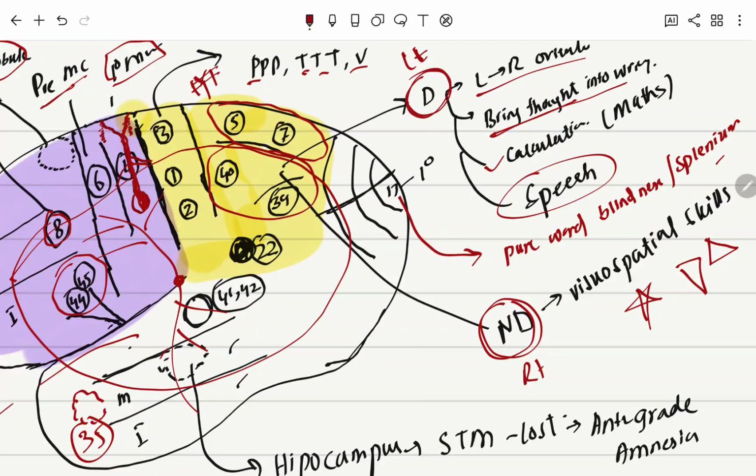In these patients, when there's damage to the non-dominant parietal lobe, they will have loss of visuospatial skills. If we ask the patient to draw a clock, like this is 12, 1, 2, 3, 4, 5, 6, he won't be able to draw it. He might draw just on a single side. This is called constructional apraxia. So when there's damage, there will be loss of visuospatial skills and constructional apraxia.